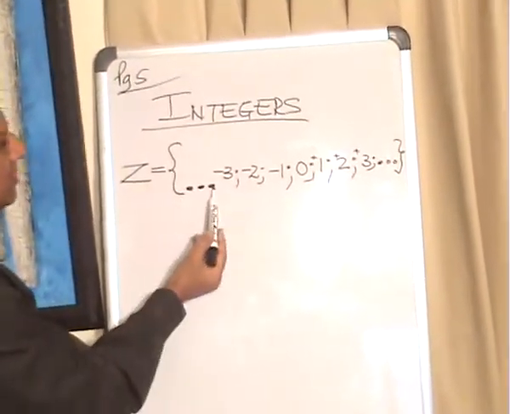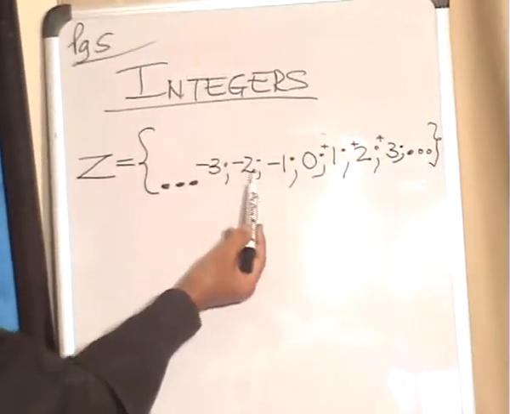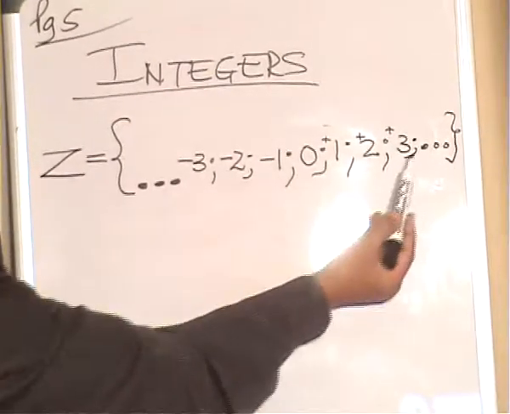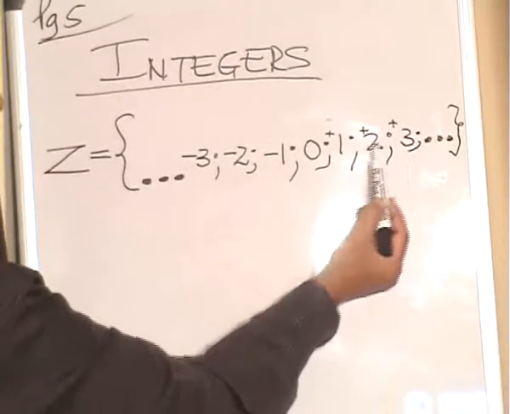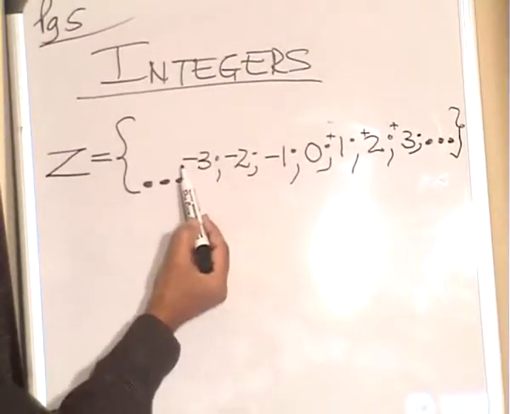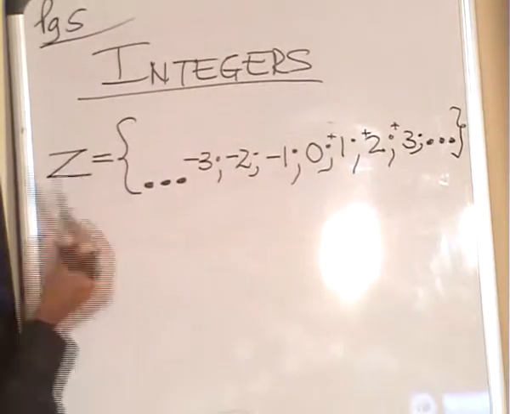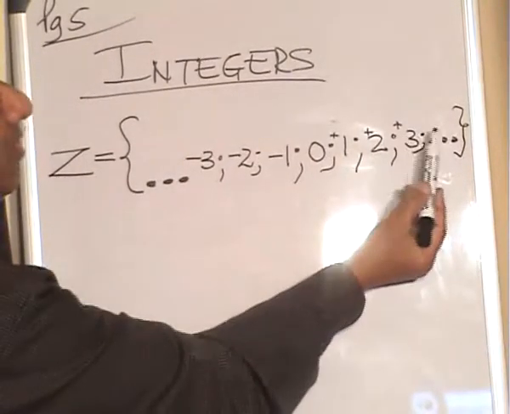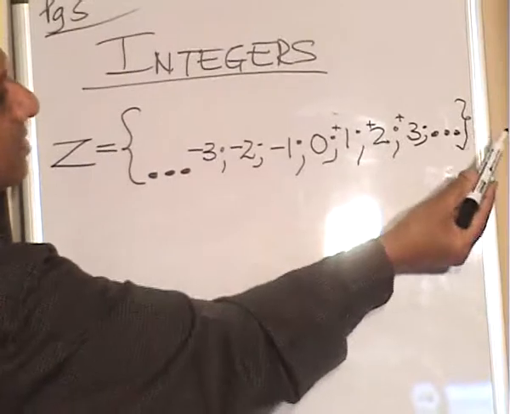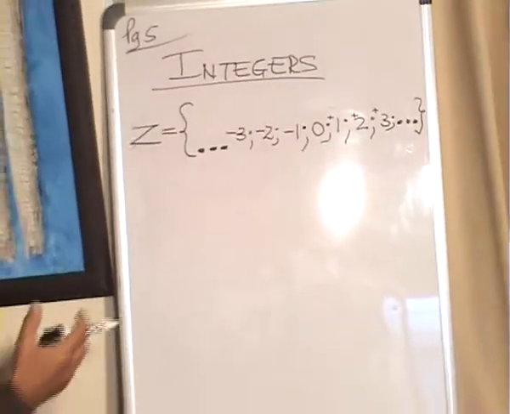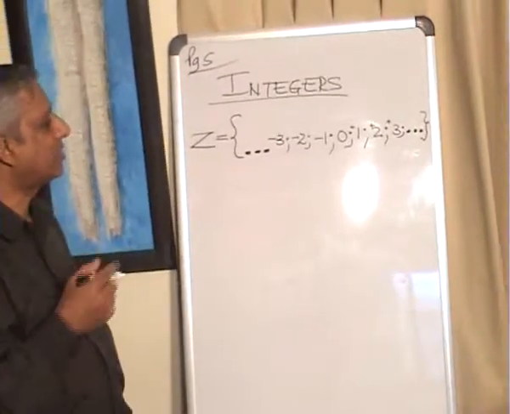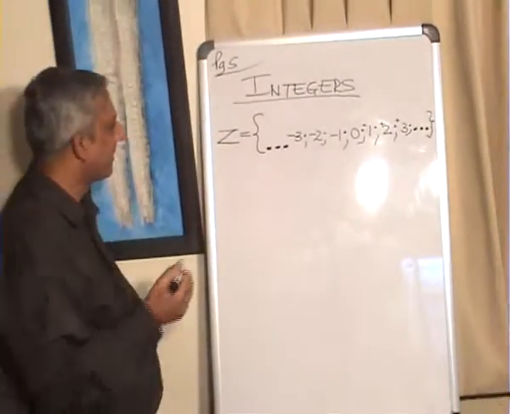Now, what these 3 dots are saying is that these numbers continue. -3, -4, -5, etc. to infinity. 3, 4, 5, etc. to infinity. Infinity means till the last number. Obviously you can't find the last number over here, so you'll just keep counting.